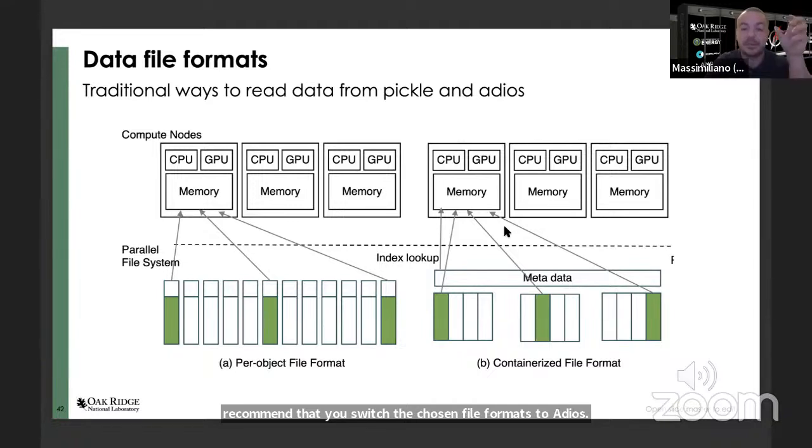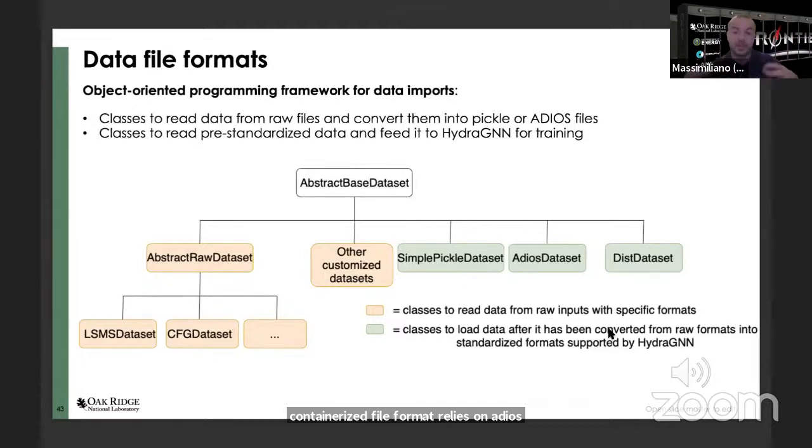Again, as Zhong mentioned, the standard formats that you can rely on are the per-object file format, and this is where we use pickle files, whereas the containerized file format relies on ADIOS. And the way we enable the user to seamlessly switch between one format or the other without disruptive changes in the code is again through object-oriented programming. So we created an abstract dataset class called abstract base dataset. In this abstract base dataset, there are no methods implemented. We just provide the very core skeleton of the structure with all the core methods that we think are necessary for the data to be loaded and be consulted iteratively by the model. And the structure of this abstract base dataset class is inspired by the PyTorch Geometric library.